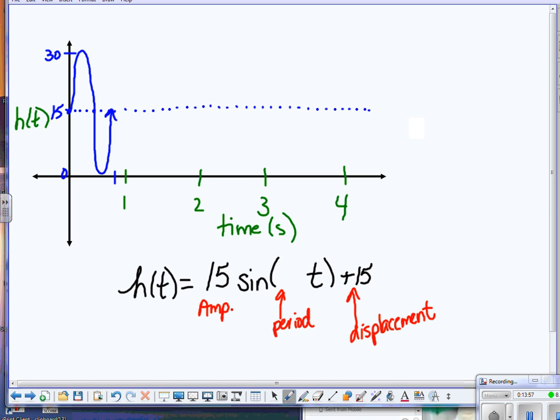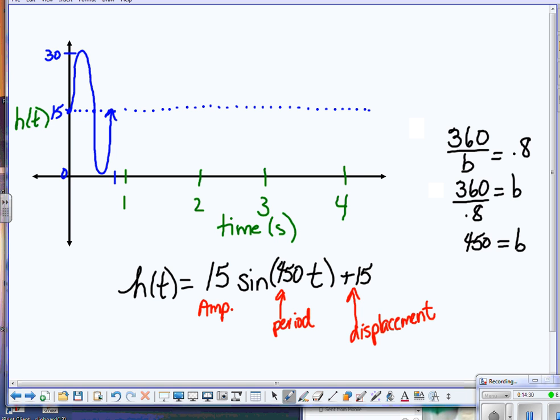right here that if I divide 360 by that number, I get 0.8. If I were to multiply both sides by b and divide both sides by 0.8, I would just be flipping these two, and b is whatever 360 divided by 0.8 is, which is 450. So to get a period of 0.8, I need the number 450, and that is my equation.